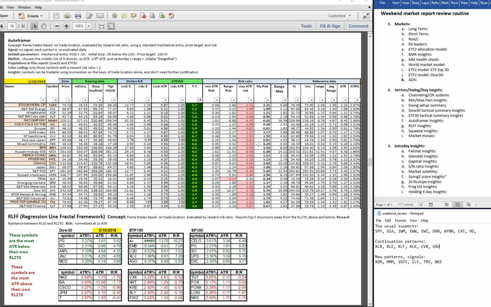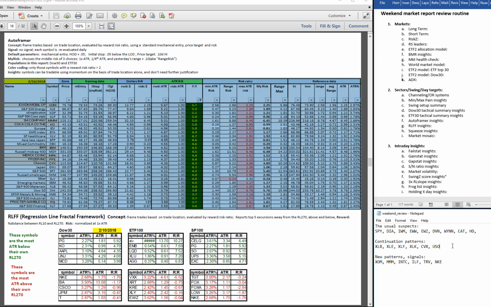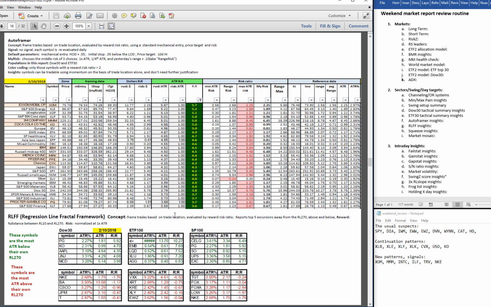The auto framer, plenty of things to choose from. Look at the domination up in here of the materials and the energy sectors. So ExxonMobil, energy, oil exploration, and so forth. Coca-Cola, I'm going to add that one as a continuation play. We had good swings on that one earlier.